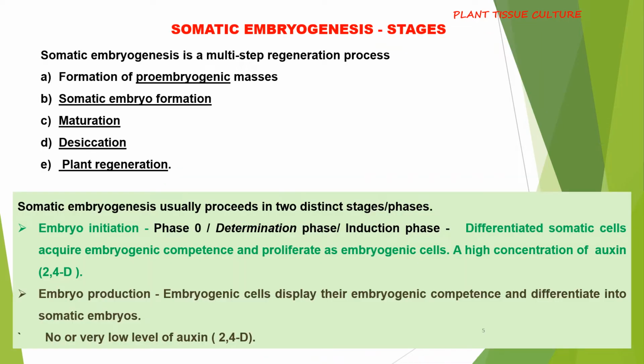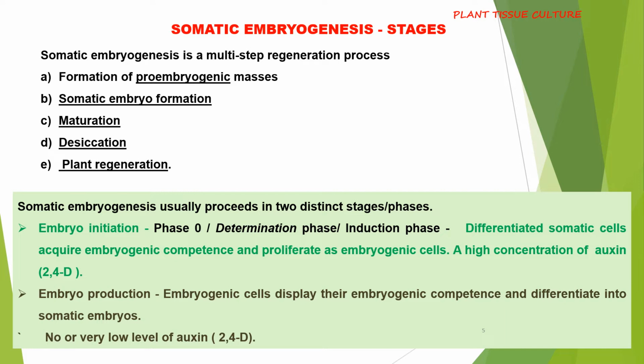The regeneration of somatic embryos is a multi-step process. It can be divided as: first, formation of pro-embryogenic cells or masses; second, somatic embryo formation; third, maturation; fourth, desiccation process; and lastly, plant regeneration.